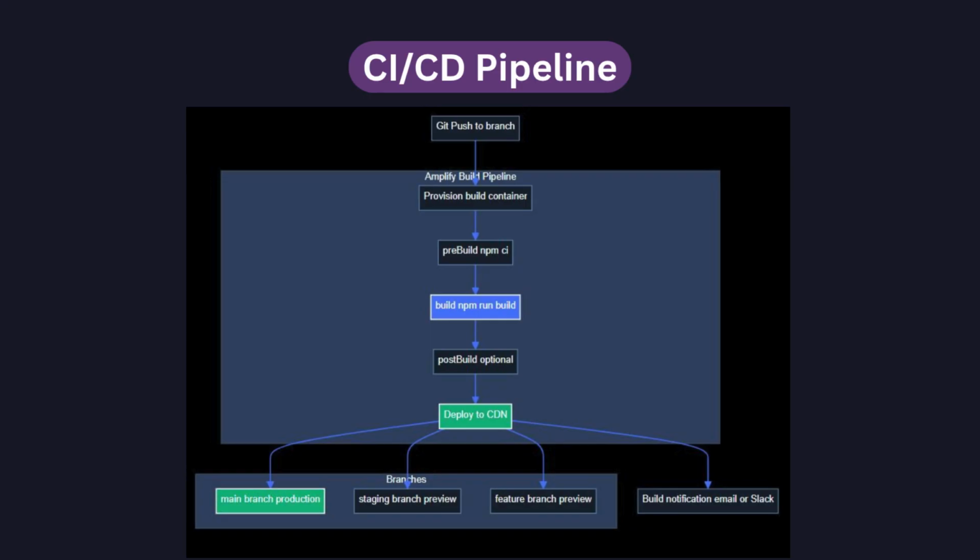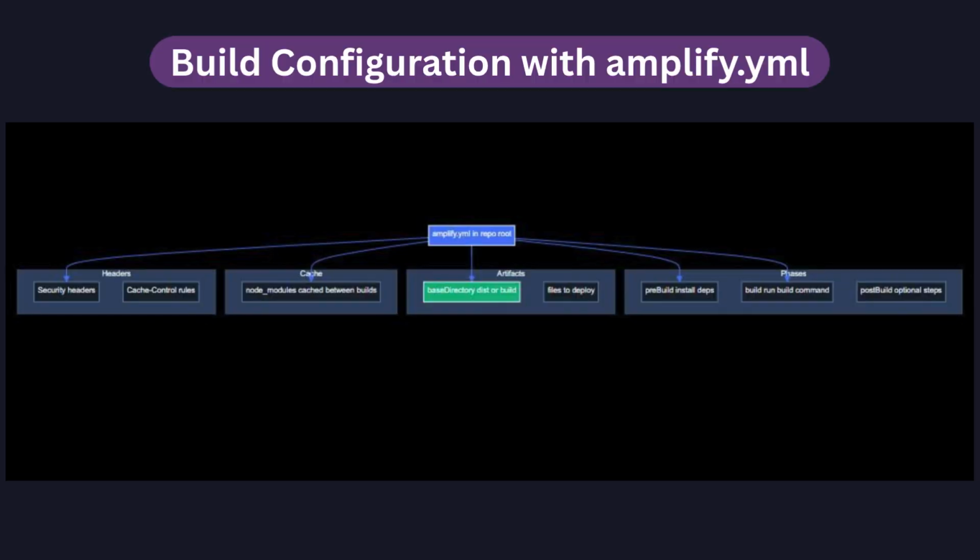After a successful build, the output is deployed to a global CDN, and each branch receives its own deployment URL. This ensures that production, staging, and feature branches remain independent, and a failed build does not affect the live version of the application. Build configuration with amplify.yml.